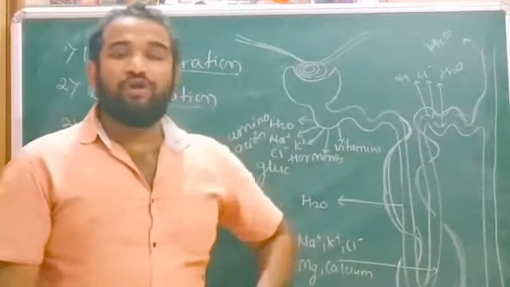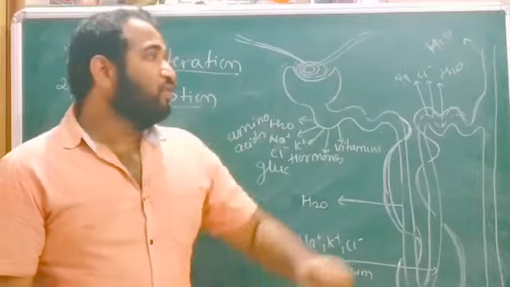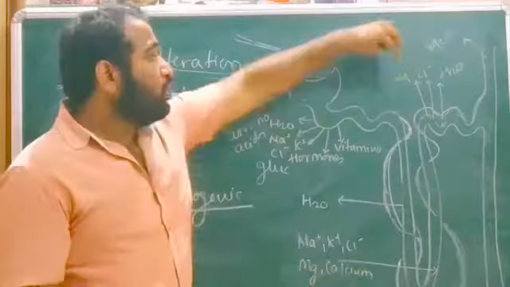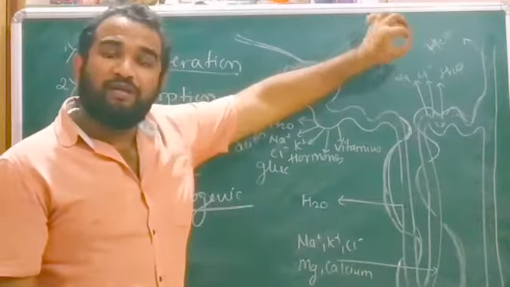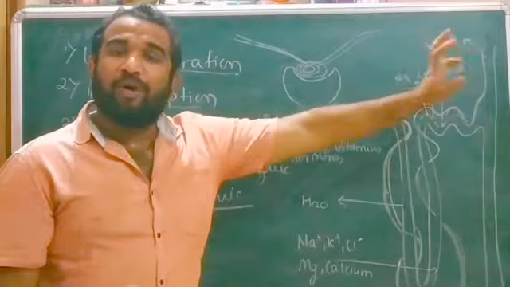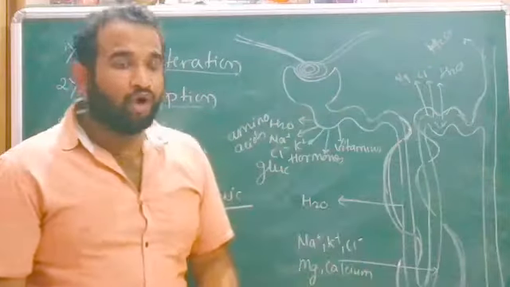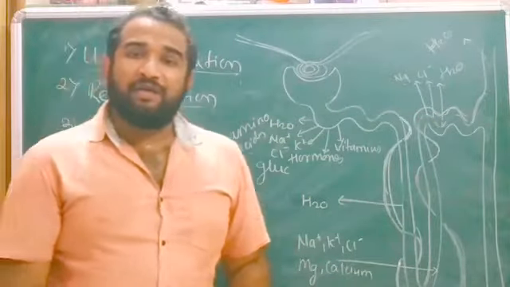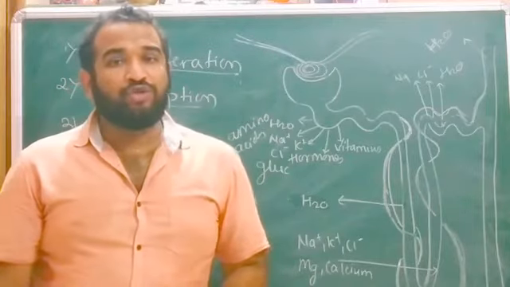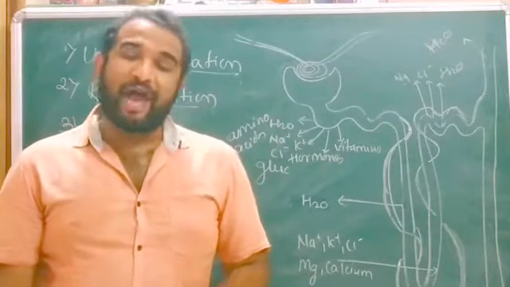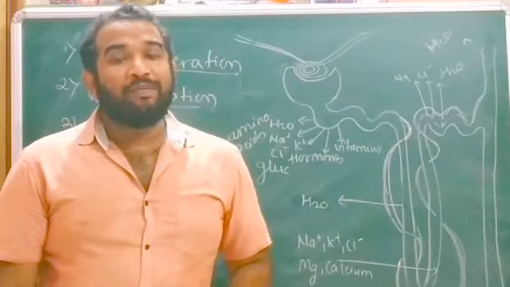Then it goes to the distal convoluted tubule. In the distal convoluted tubule, sodium, chloride and water molecules are reabsorbed. Sodium is reabsorbed under the influence of aldosterone hormone, and water is reabsorbed under the influence of antidiuretic hormone. Finally, the filtrate goes into the collecting duct. Again, in the collecting duct, sodium and water are reabsorbed, where the urine is formed, and urine is hypertonic as compared to the blood plasma.